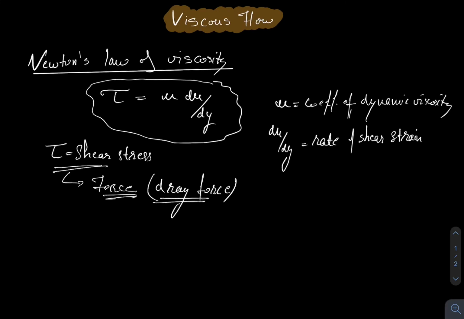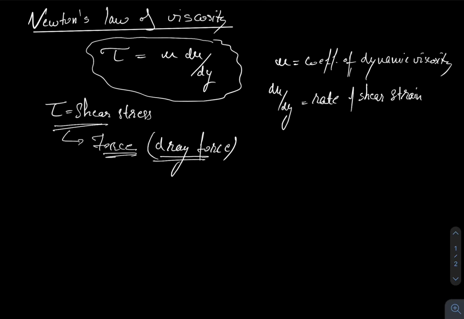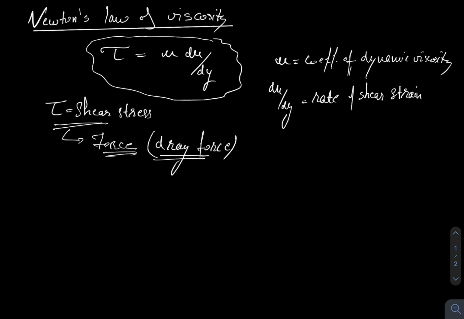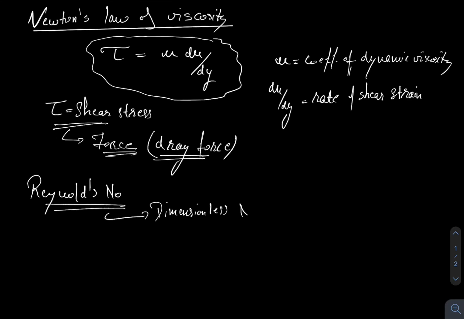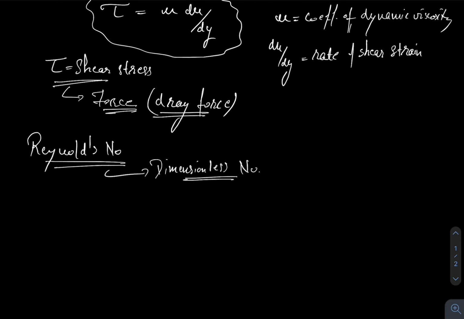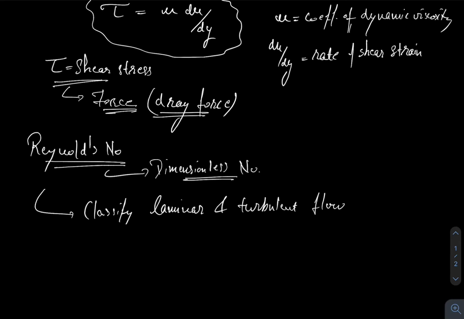So we will see from now on how those losses are taken into account while using the equations in fluid mechanics. Before moving forward, we need to know what the Reynolds number is. Just a basic idea, we will study it in detail later also. First of all, this is a dimensionless number, that is, it has no dimensions. What's the significance of the Reynolds number? It is used to classify laminar and turbulent flow.